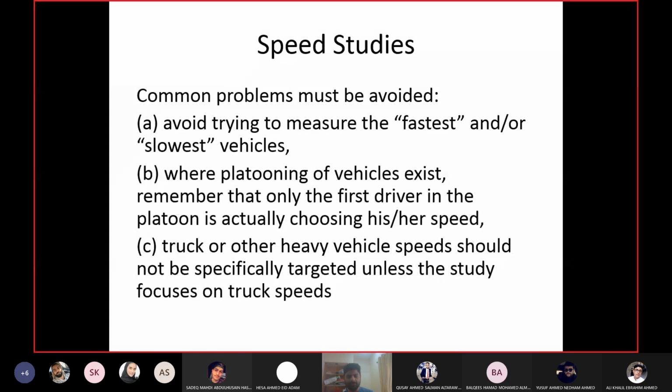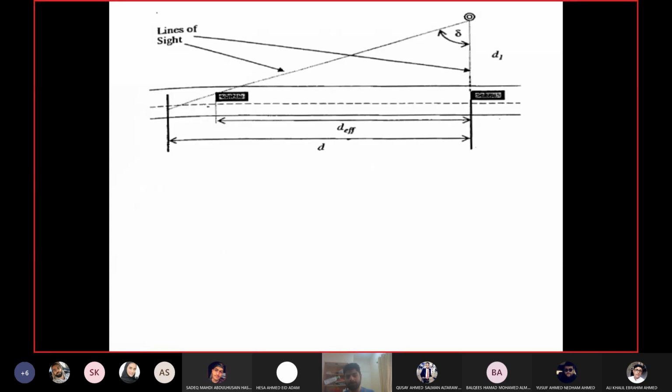One more thing which I forgot here, which you can do to minimize parallax error, is to keep D shorter. If you have distance D shorter, then the difference between D and D effective will automatically become less. So a shorter distance, a shorter trap length, by default will have a smaller parallax error, and it can be negligible as well. No problem with that.